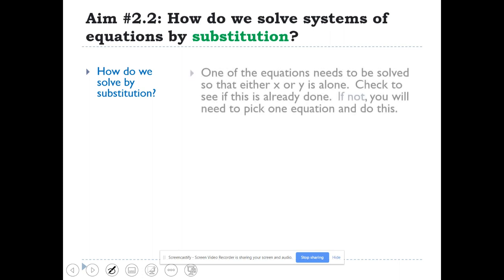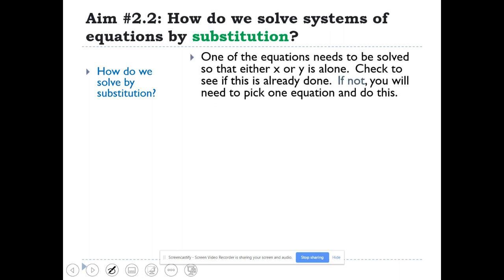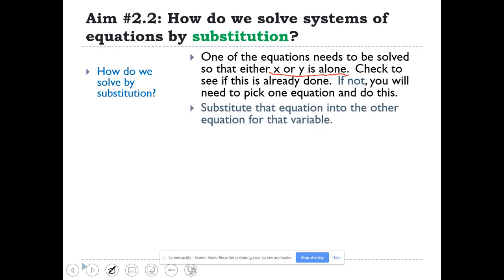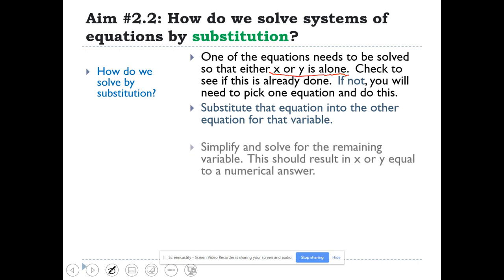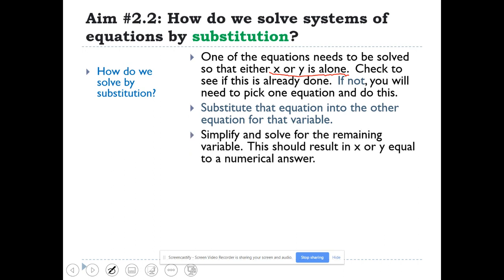When we're solving by substitution, we need to make sure that we take one of the equations and solve it so that either x or y is alone. See if this is already done in one of the two equations you're given. If not, you need to pick an equation and make sure that you do this. Substitute that equation into the other one for the variable that you have alone, and then simplify and solve for the remaining variable. This should result in x equals or y equals some value.